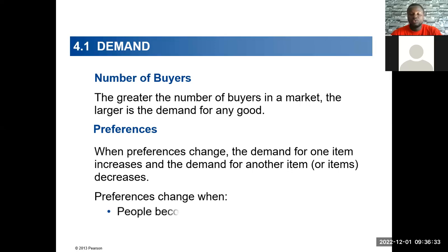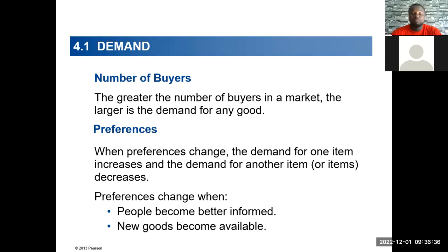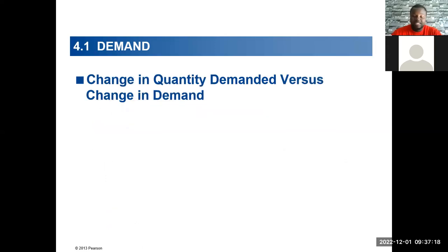They change when there are new goods on the market and also when we are better informed. Initially, maybe you liked a particular product because you didn't know much about it. Now you've heard a lot of allegations about the product, so you change your preference. You stop buying that one. It's also possible that initially we didn't have many goods and services on the market, so we just had to prefer the ones that were there. But now we have new goods, so we can change our preference. We can tend to go for the new goods. So our preferences can change when we have better information about the product or when there are new products on the market. Those are some of the factors that affect demand.